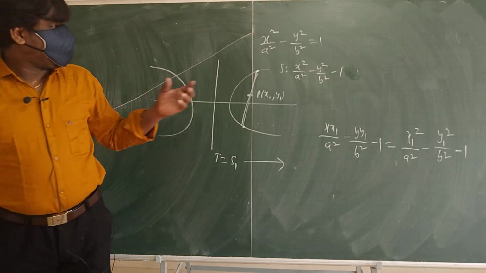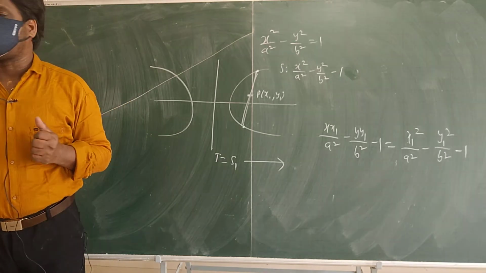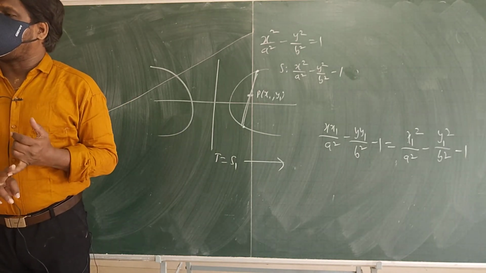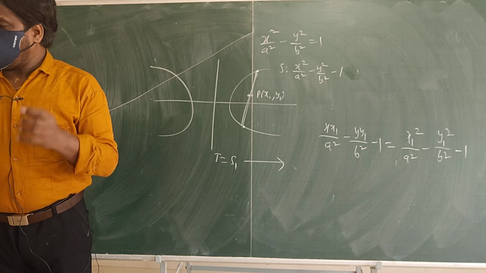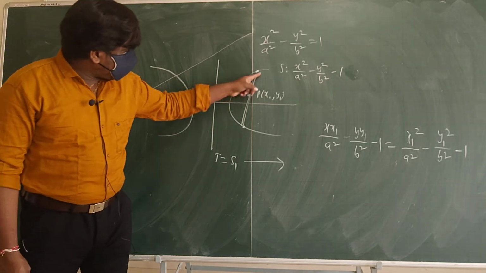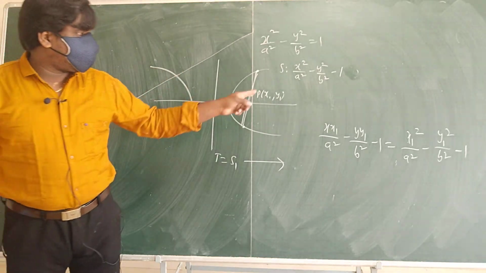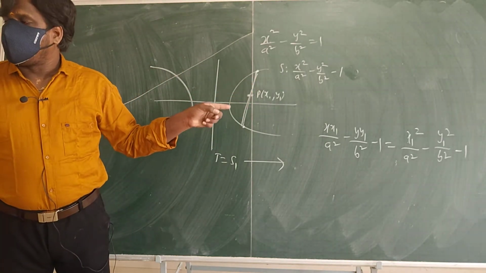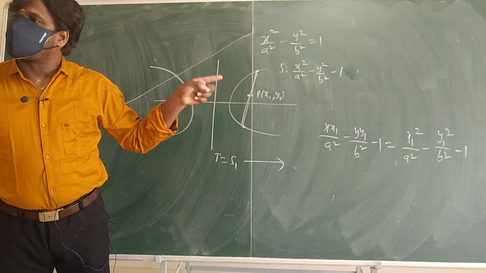And what is the equation of the diameter of this hyperbola? The diameter of the hyperbola is nothing but the locus of all the midpoints of the chords.